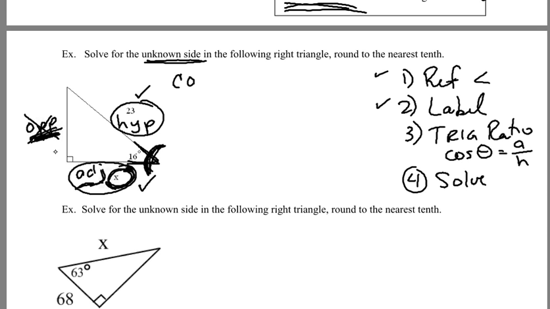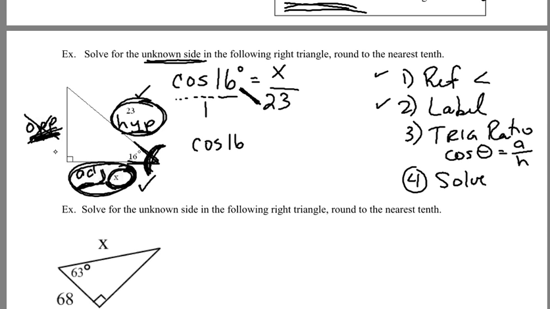So we know with adjacent and hypotenuse, cosine of our reference angle is adjacent, which is unknown, over the hypotenuse, which is 23. How do we find and solve for a side length? Set it over 1 and cross multiply. So now to cross multiply this time, cosine 16 times 23 divided by that extra piece will give us x. Make sure this isn't just 16, that's a cosine 16 times the 23.